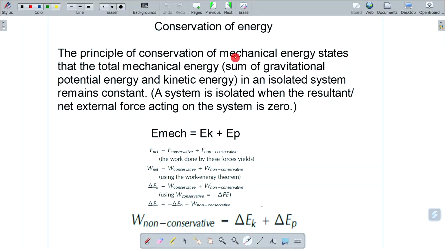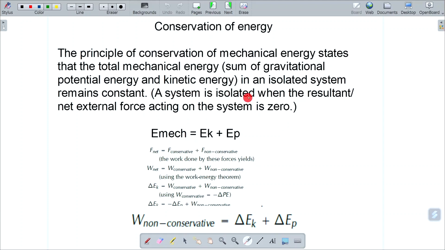Now, if you look very closely, we'll see that conservation of mechanical energy is a specific principle in physical sciences, and it states that the total mechanical energy, which is the sum of the gravitational potential energy and the kinetic energy in an isolated system, remains constant. So we've used this principle in some discussions before, but we are defining it here, which is important to know because it must be in an isolated system.